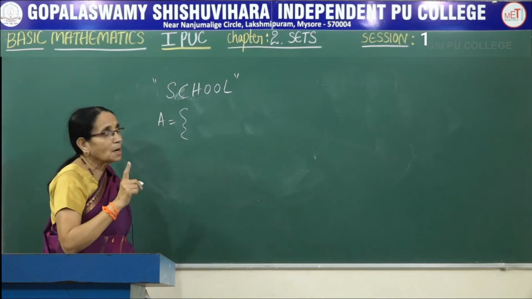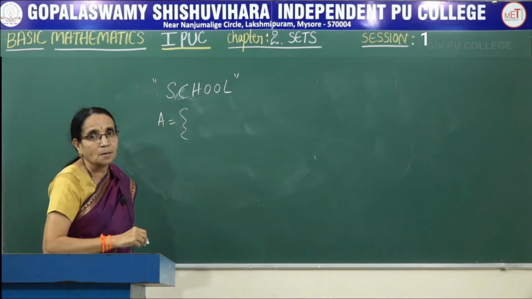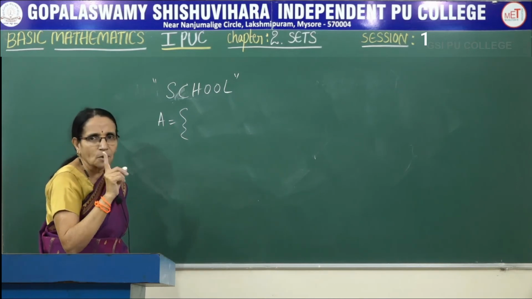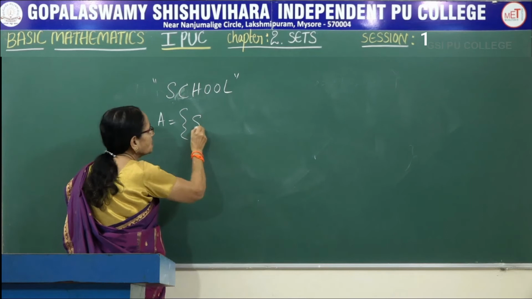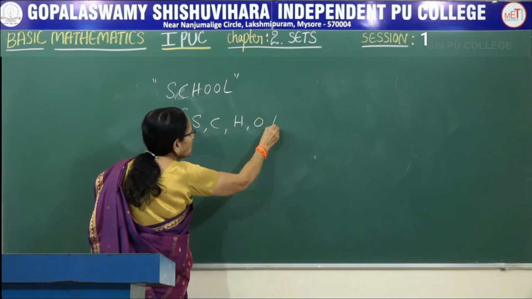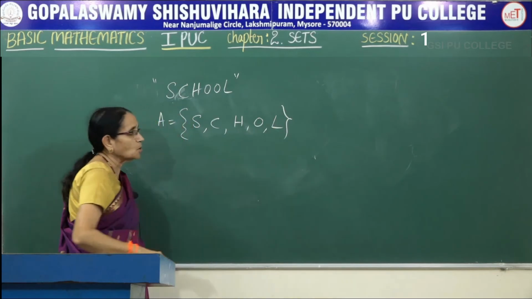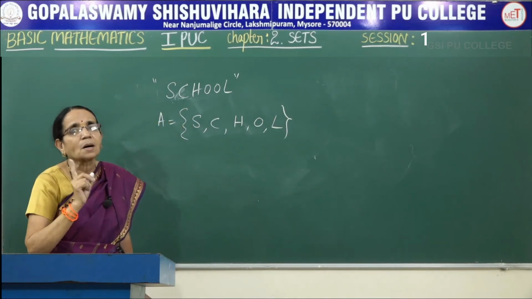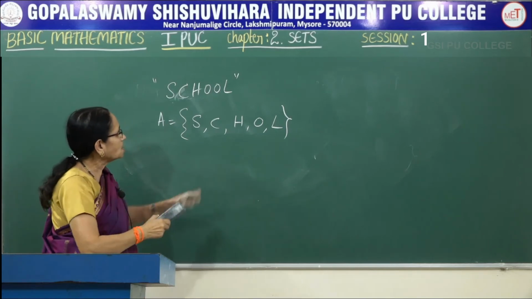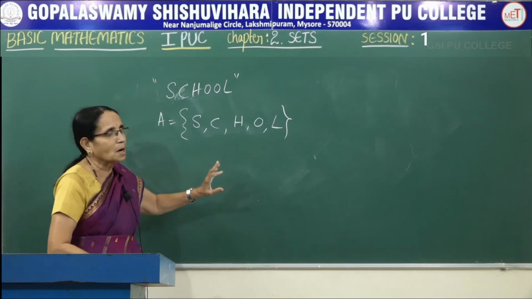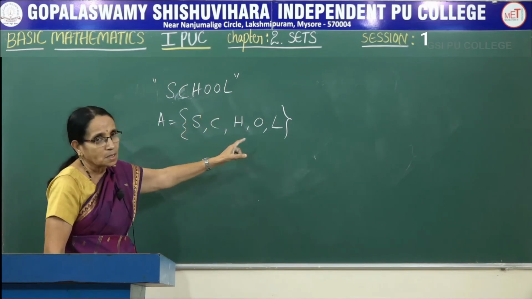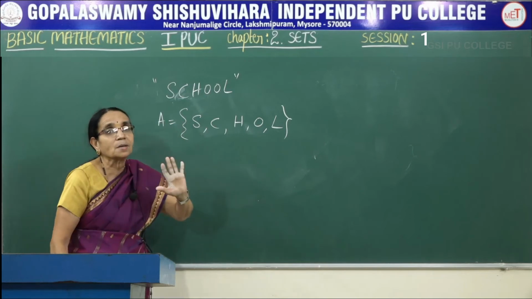Look here, the letter O is repeated. When it is repeated, you need not write it 2 times. If you write it only once, it is enough. So write here S, C, H, O and L. Now these elements have to be separated by commas and enclosed in the flower brackets. See, though O is repeated twice in the word, you need not write it 2 times. Here I told you the order is immaterial.